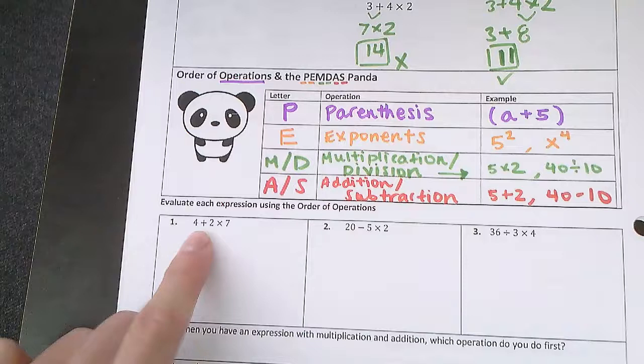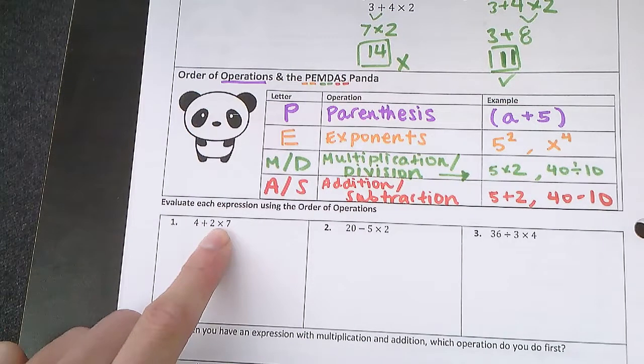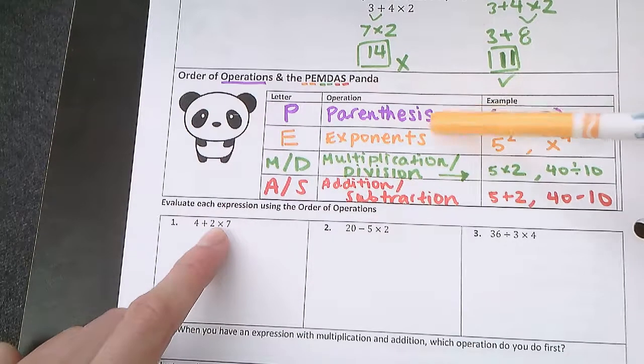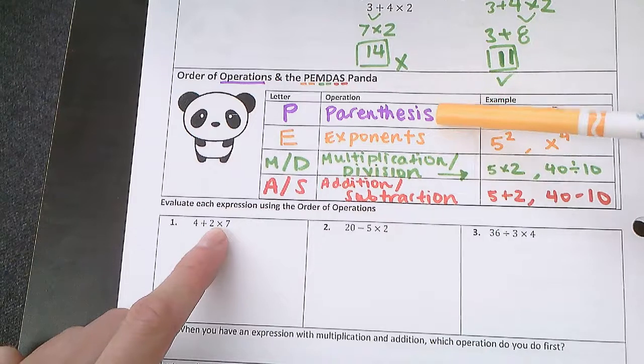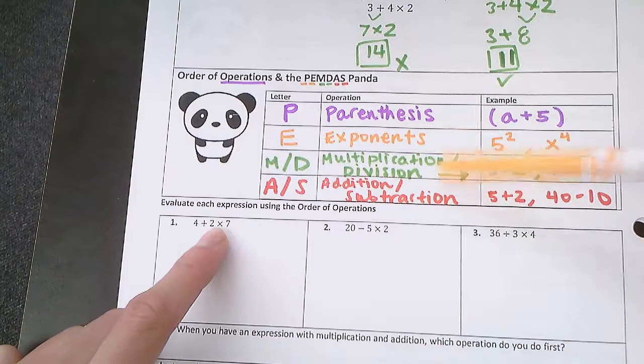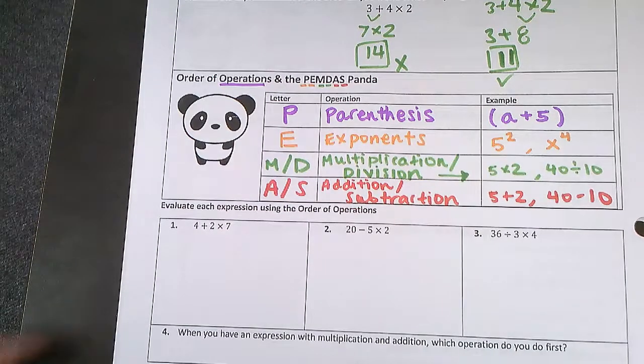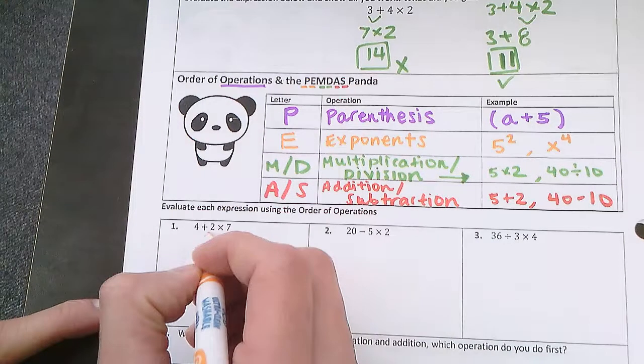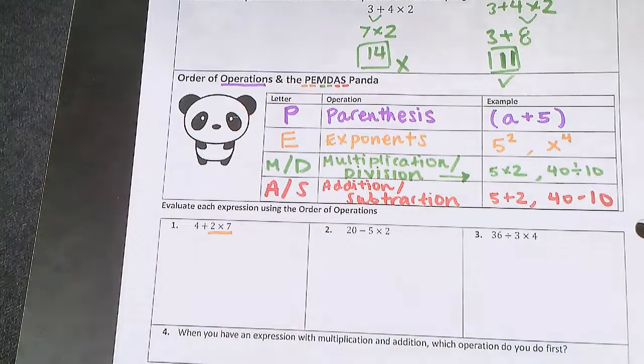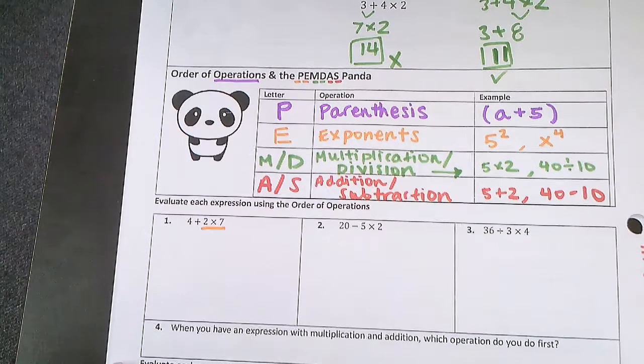Here we have 4 plus 2 times 7. So we go through our list. Are there any parentheses? No. Are there any exponents? No. Is there any multiplication or division? Yes, there is. We have a 2 times 7, so I'm going to underline that, because that's what I'm going to solve first. So 2 times 7 is 14.